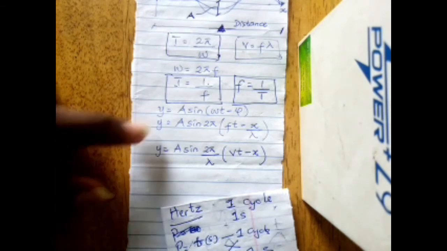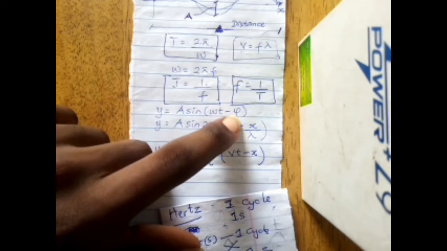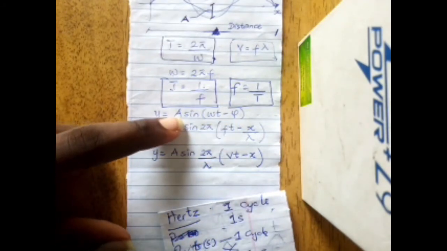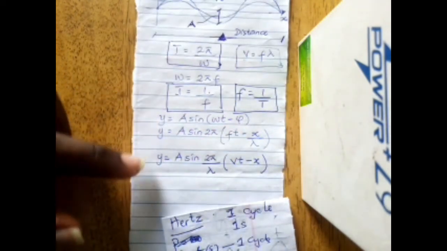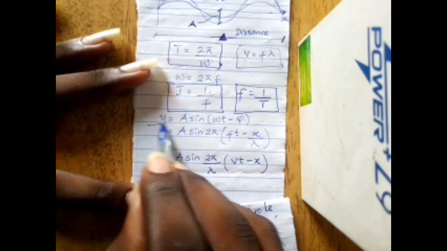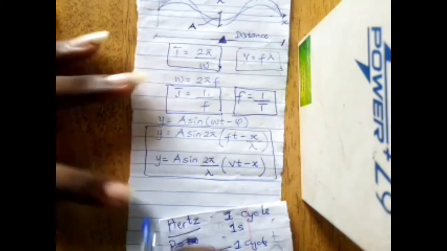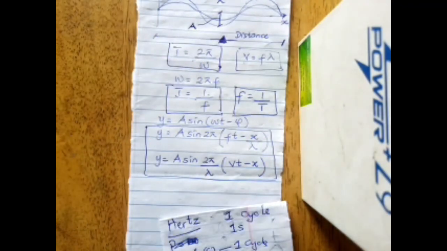So finally, we have an expression now for the wave representation. You have y equals A sine (wt minus phi). So A here gives us the amplitude. This is the angular velocity, time, and phi. Now further simplification, we have these two formulas. I'll be making use of these formulas. So these are the most important formulas to be using to solve in wave motion now.